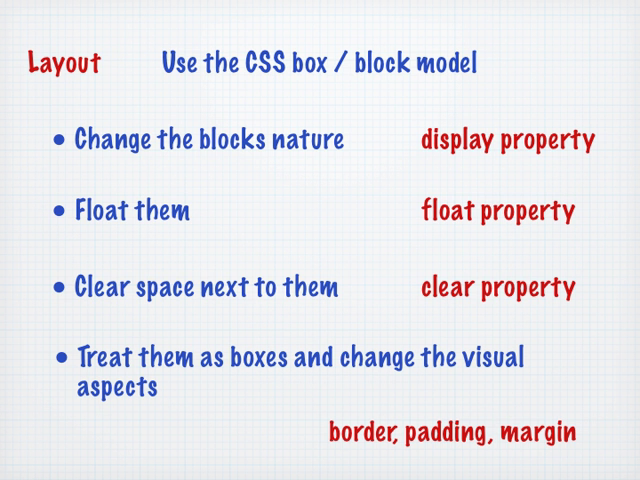And this is going to use the CSS box model. And of course what we can do is take the invisible blocks that we've inserted into the document using divs and spans, typically divs at this point, and we can turn them into a CSS box. We can make them visible, we can float them left or right, we can clear content to either side, and we can treat them as boxes, and we can change the outside edge, the visual aspect, the border, the padding and the margin, things like that.